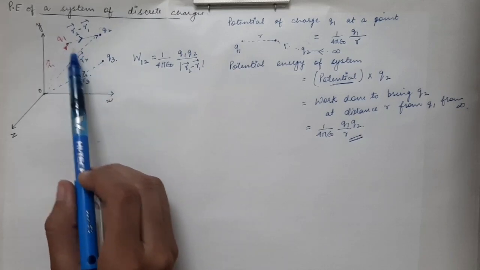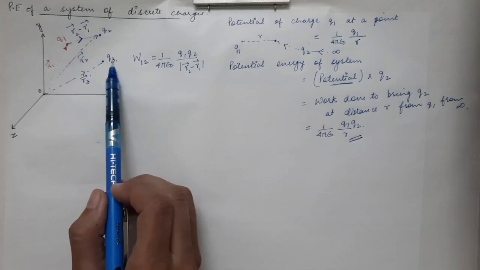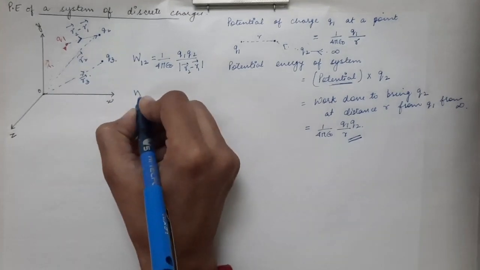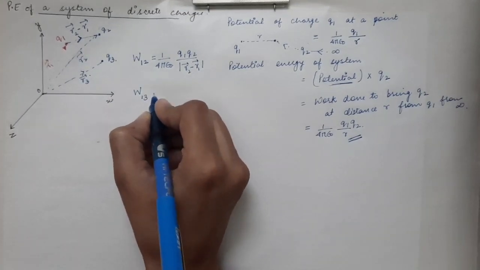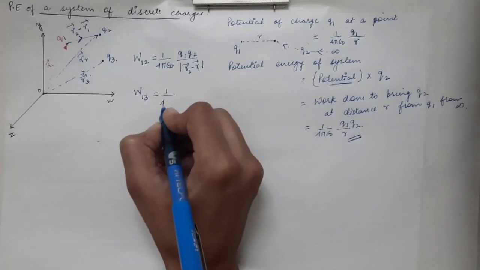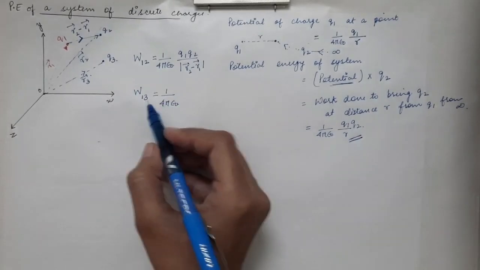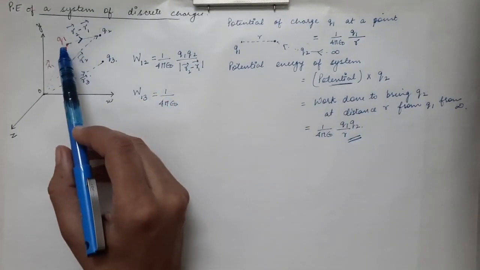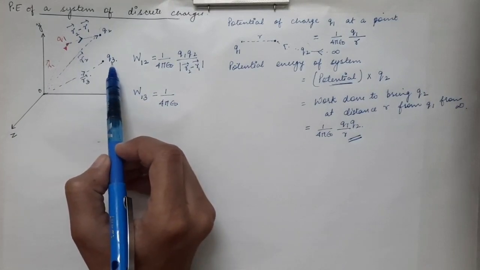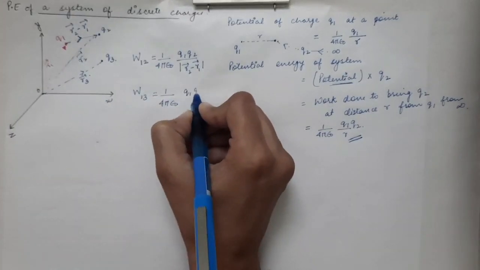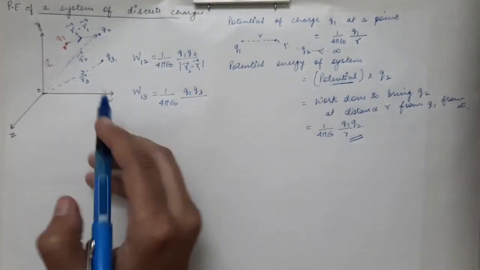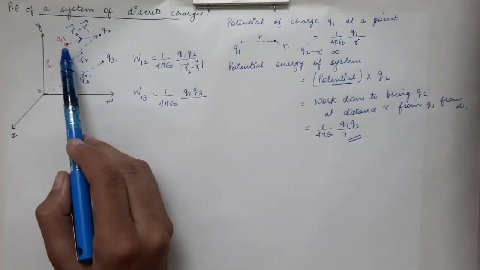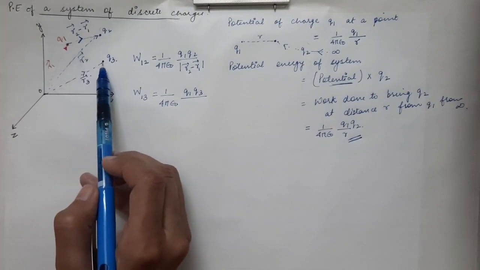So what will be the work done to put this q3 charge from infinity to this point against this source charge q1? That work will be equal to W13, which is 1 by 4 pi epsilon naught into, instead of q2 we will have q3 in this case, because we are considering only q1 and q3 charges for a particular moment. So that will be q1 into q3 divided by the distance between q1 and q3. What is the distance between q1 and q3? That will be given by the magnitude of the vector from q1 to q3.